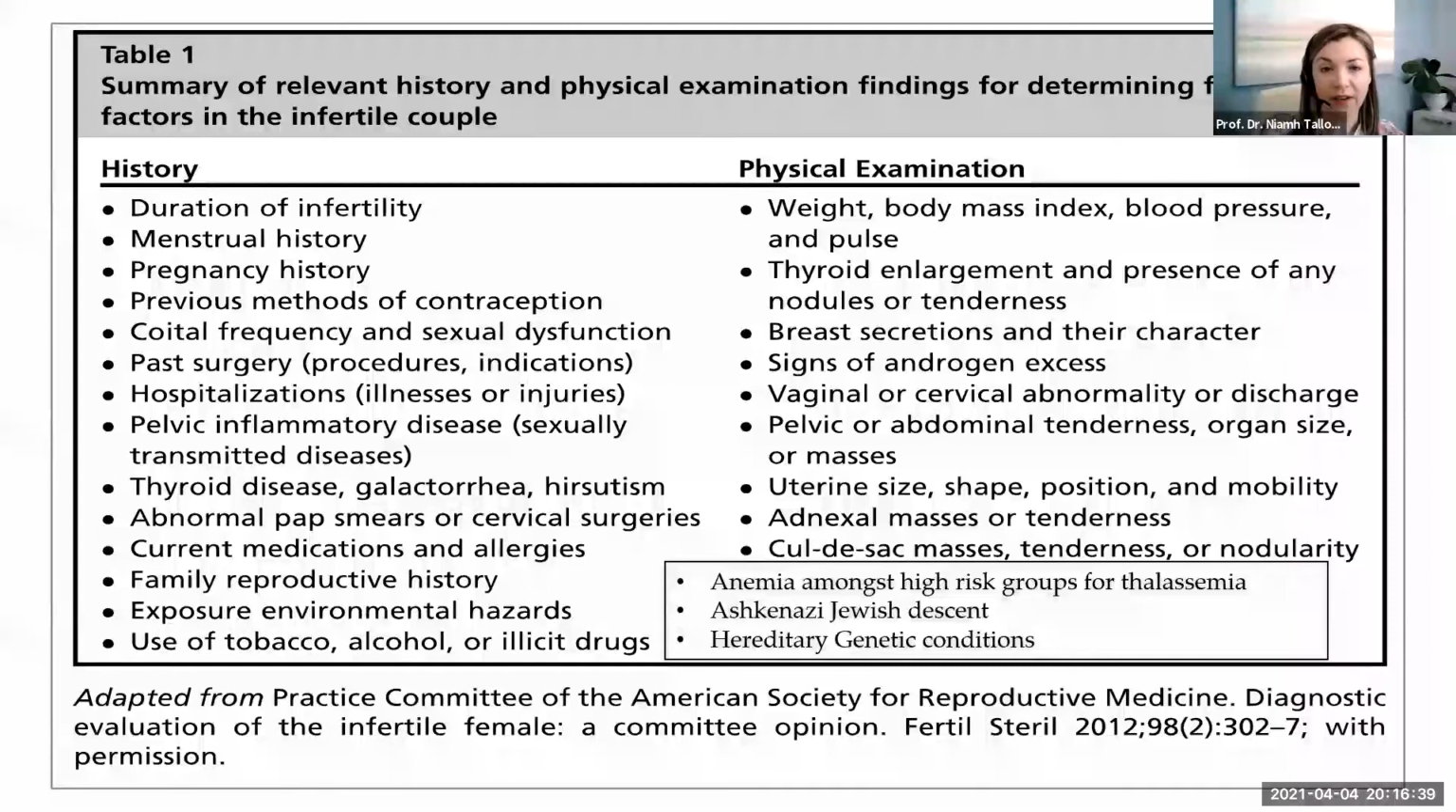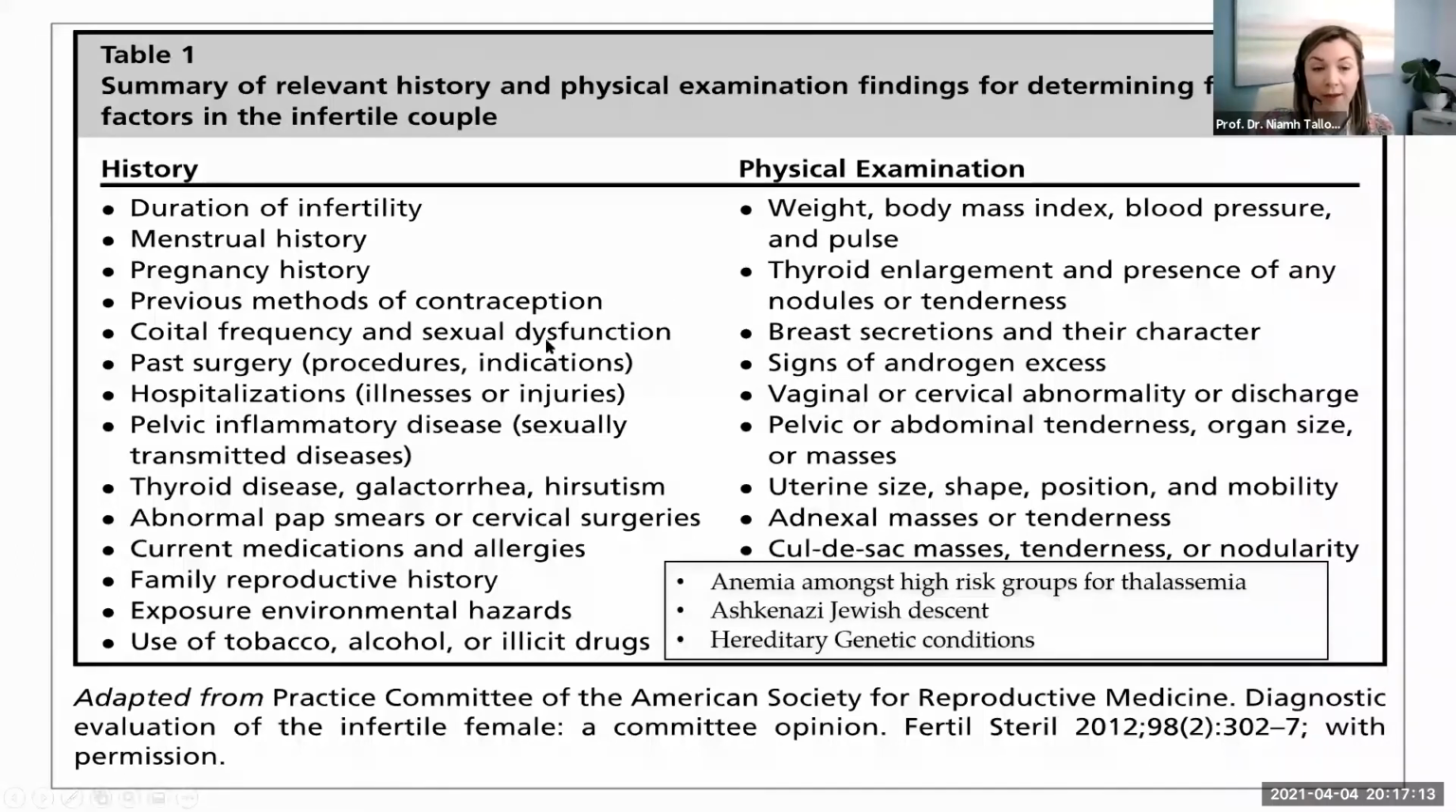Starting out as part of an evaluation, we always use a history, an exam, and investigations to guide us. This is just to give you a template, or to remind us all of the parts that are important in a history, certainly a reproductive history, a full gynecologic history. From menarche through to information about menstrual cycles, cyclicity, intermenstrual bleeding, postcoital bleeding, pap smears. If they've previously had procedures on the cervix, that may lead you to think of stenosis, for example.